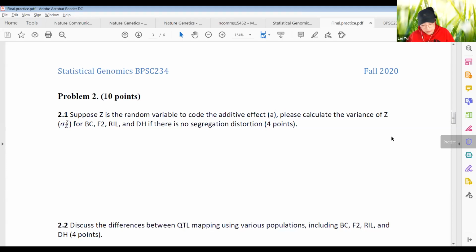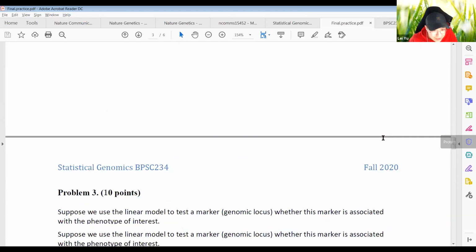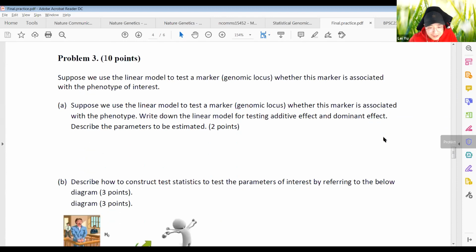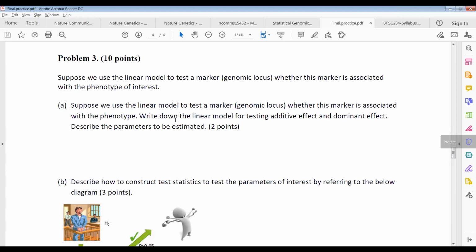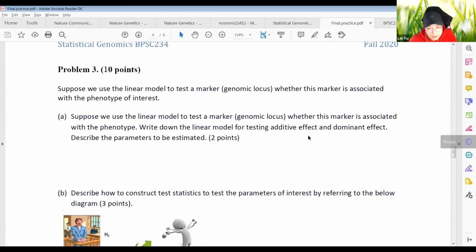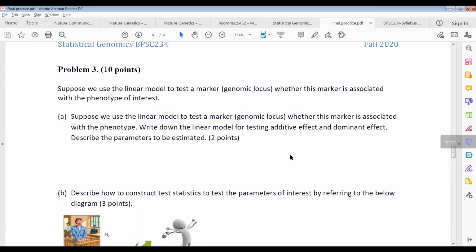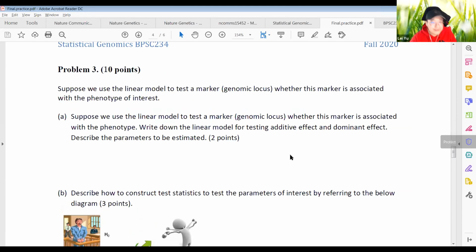Okay, understood. Good. And for problem 3, if we want to use the dominance model, does our population have to be an F2-like population? Oh yeah, sure. Here it's asking to write down the linear model for testing additive effect and dominance effect, so the population is an F2 population. Even if I didn't say that, if you see that, it's an indication that we are talking about the F2 population. Okay. Thank you. Sure.